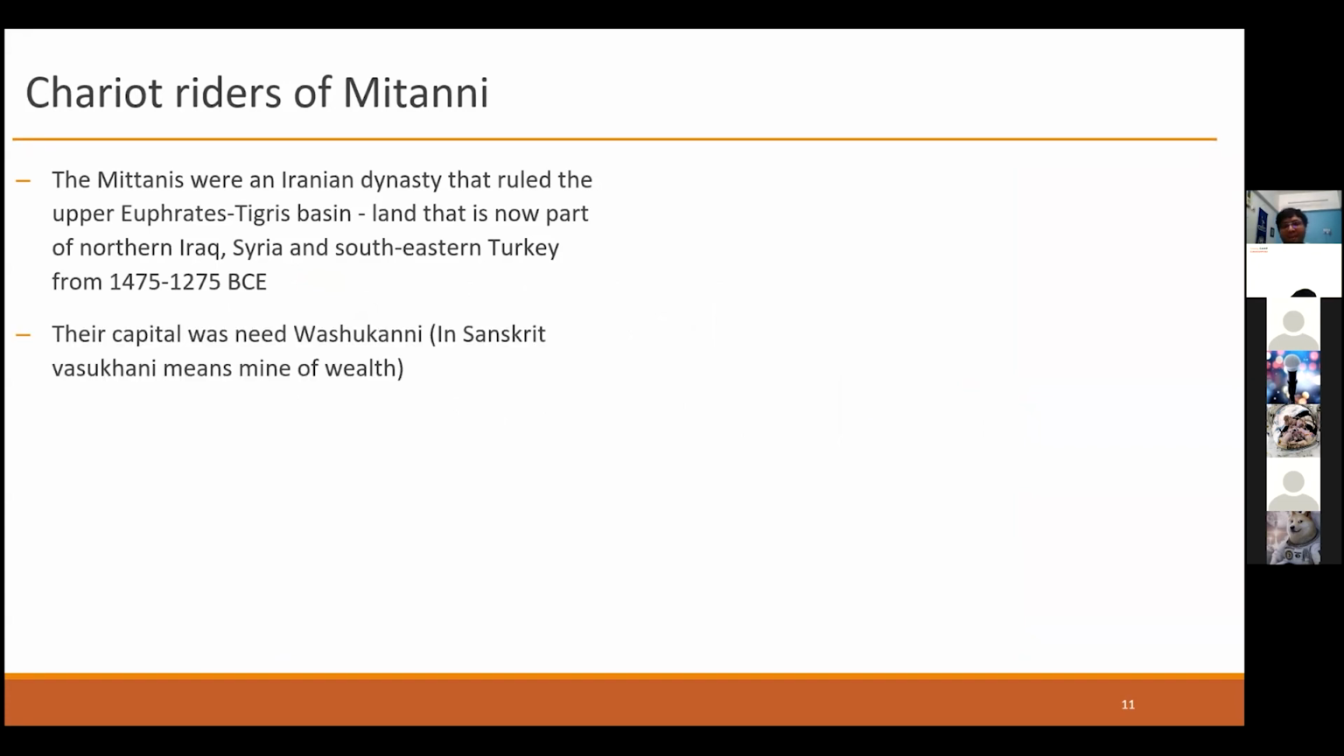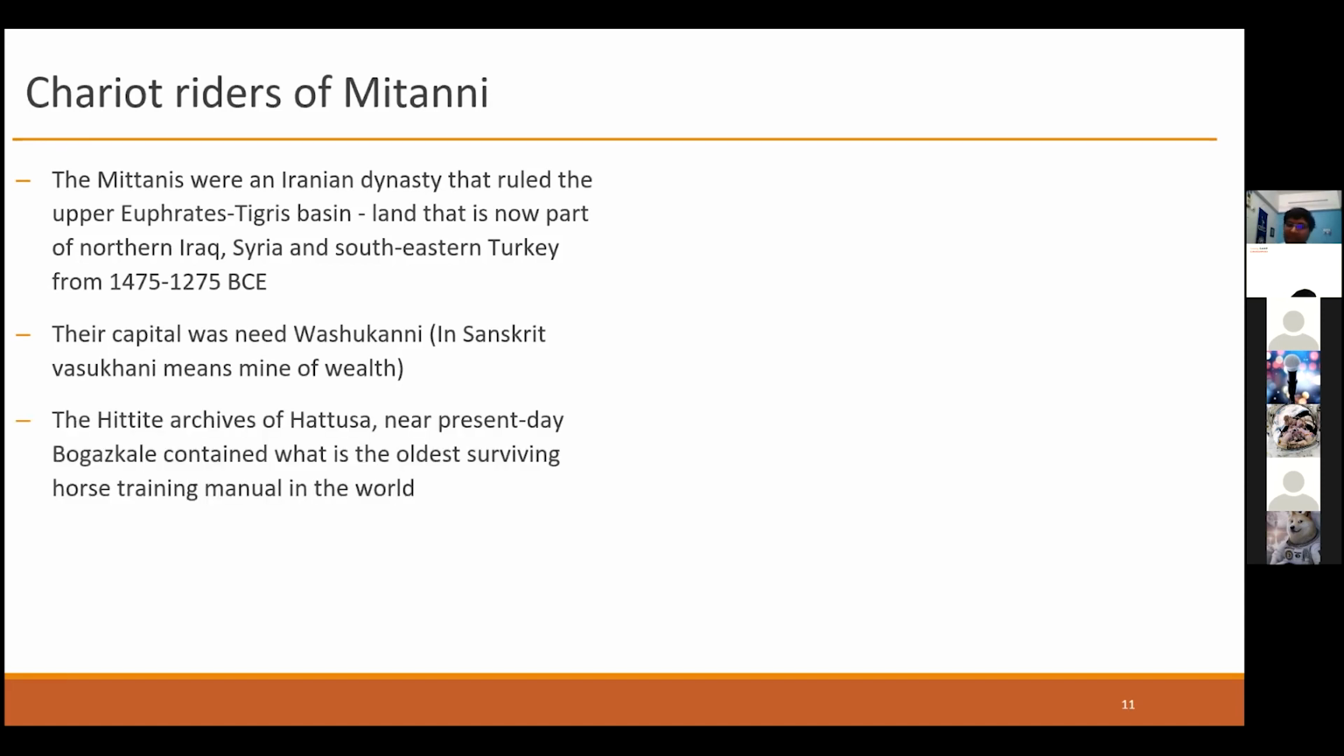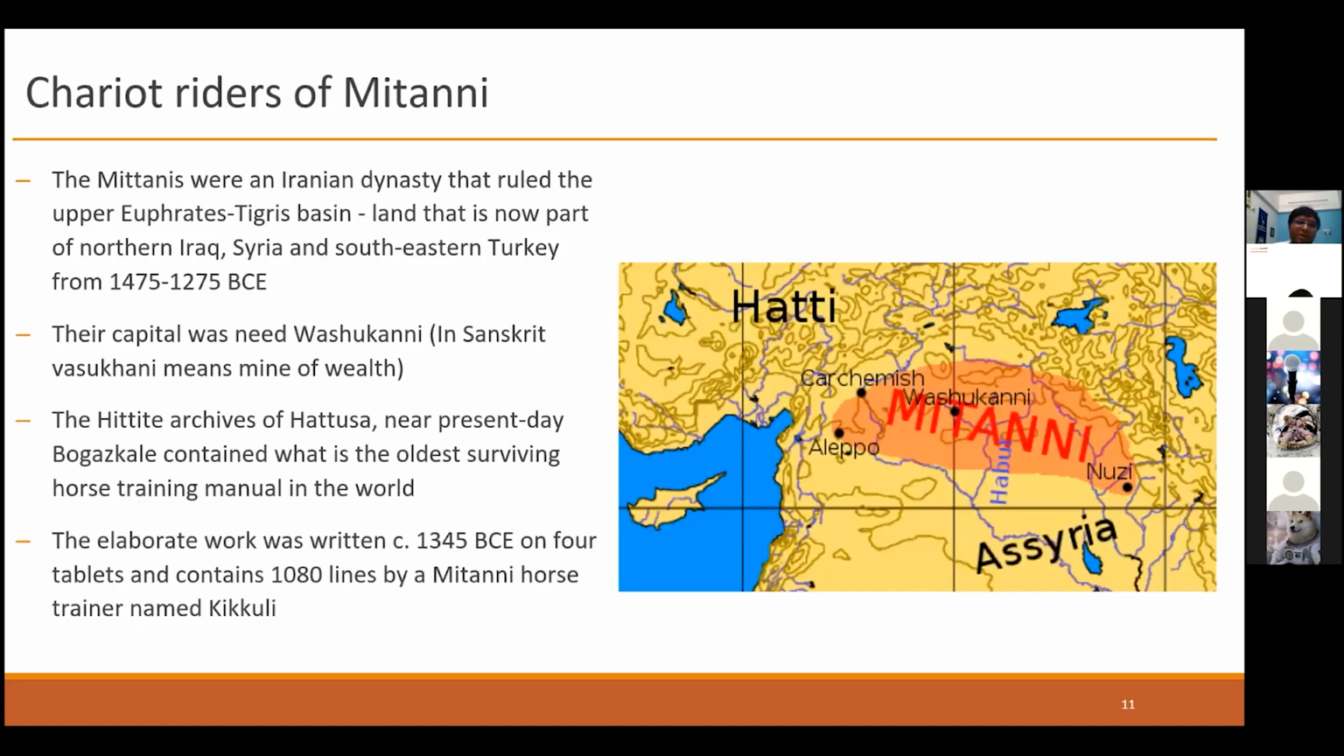Now the name of the capital was Vasukhani. You will immediately realize that it's a very Sanskrit-like word, which means mine of wealth. Hittites were their neighbors, and in their capital, we found the oldest surviving horse training manual in the world. Now we will see what this manual consists of. The horse training manual consisted of around four tablets and around 1,000 lines by a Mitanni horse trainer named Kikuli. That was the name of the horse trainer.